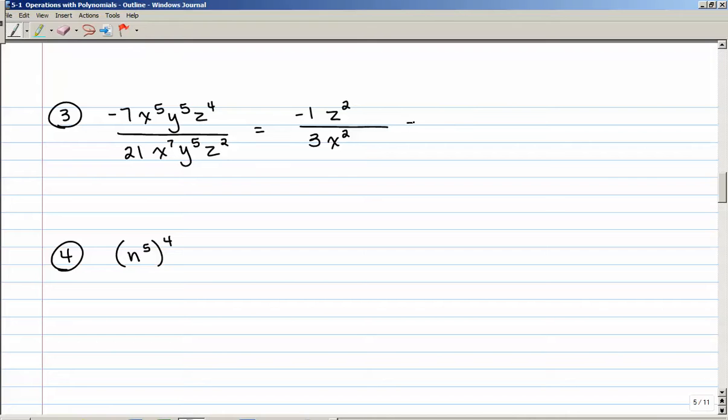Let's clean up my final answer here. I'll put that negative out front. Z squared on top. 3x squared on the bottom. N to the fifth raised to the fourth power. Remember, exponent inside the parentheses, exponent outside the parentheses, multiply them. N to the 20th.